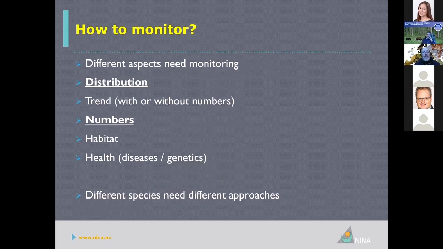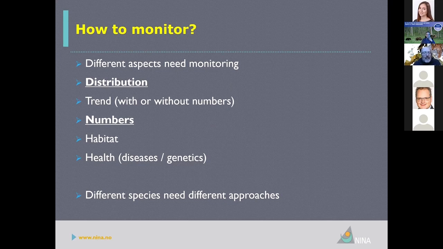When it comes to monitoring, there are lots of different things that you can monitor. But the things which really are probably most important are the distribution and numbers. The other aspects are also crucial, but not as important as the distribution and numbers, because these are the things that you have an obligation to report for the EU and which are probably the most important parameters.